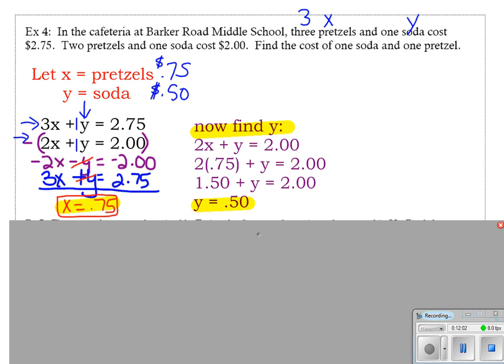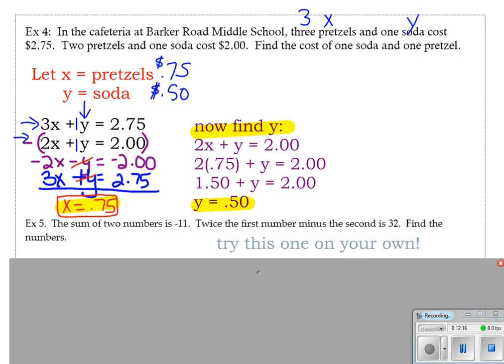Okay, this video is just 12 minutes long, so it's not too bad. Rewatch it if you need to, and try to do example 5 on your own before you get to class. Okay, try this one on your own and see how you do. This is very similar to examples 1 and 3. Good luck, and I will see you Monday.